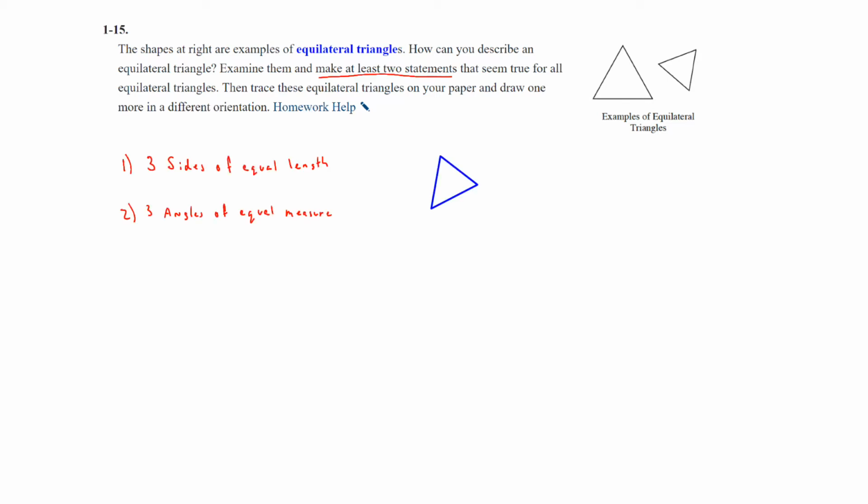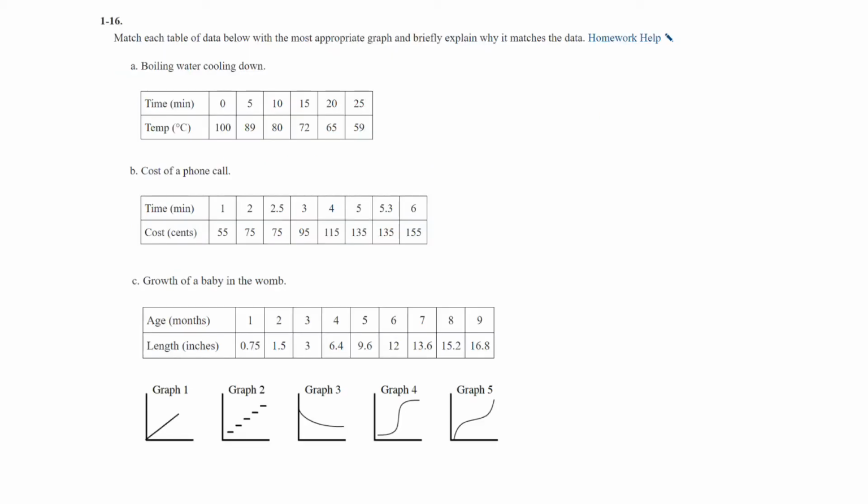So the 2 statements I gave were 3 sides of equal length. So all of these sides on an equilateral triangle, they all have the same length. And they also have 3 angles of equal measure, so each one of these angles is also equivalent. So those are at least 2 statements that seem to be true for all equilateral triangles, and then I traced a third one that was in a different orientation than the 2 that are in the book.